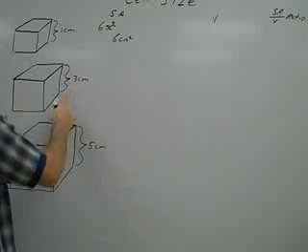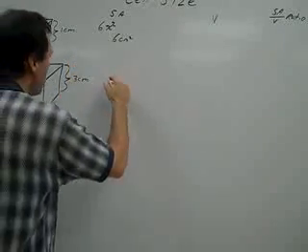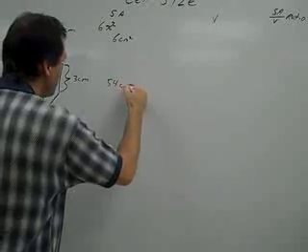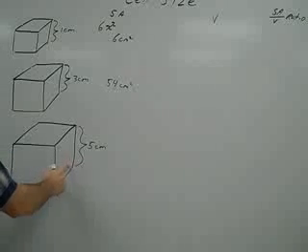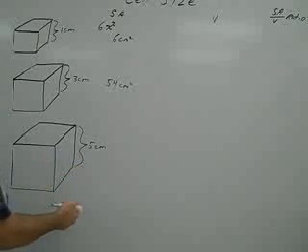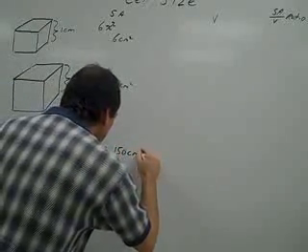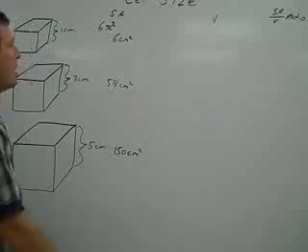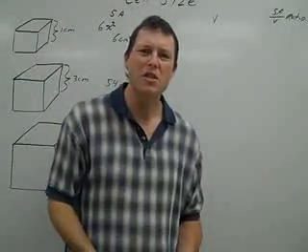The surface area of this cube, 3 times 3 is 9. 9 times 6 is 54. 54 centimeters squared. This cube down here, 5 times 5 is 25, times 6 is 150. 150 centimeters squared. Think of the surface area as the ability of the cell to meet its needs.